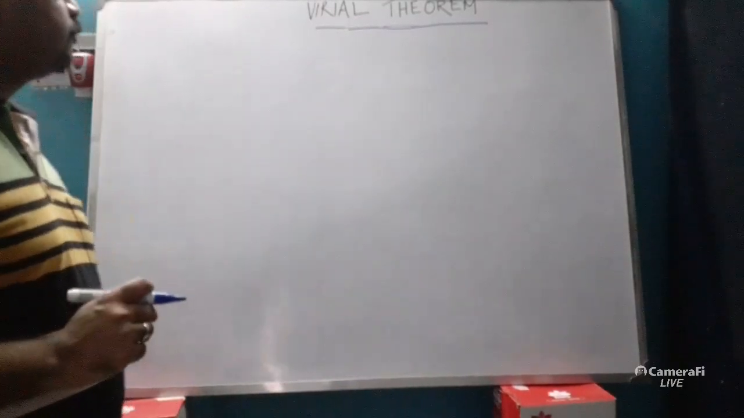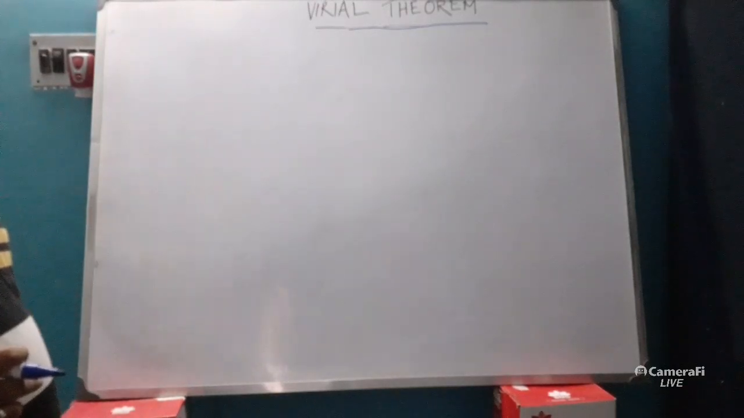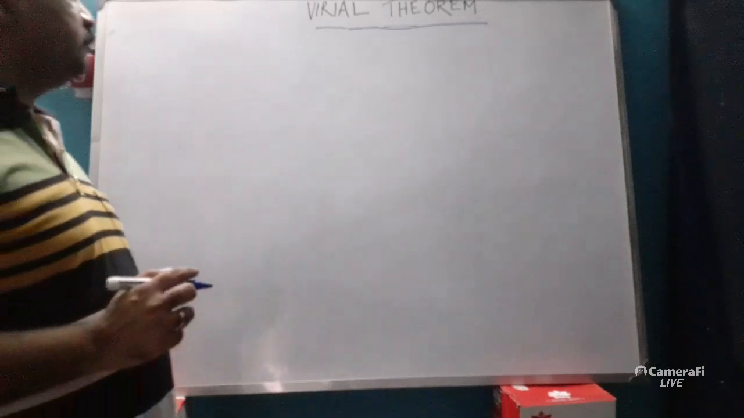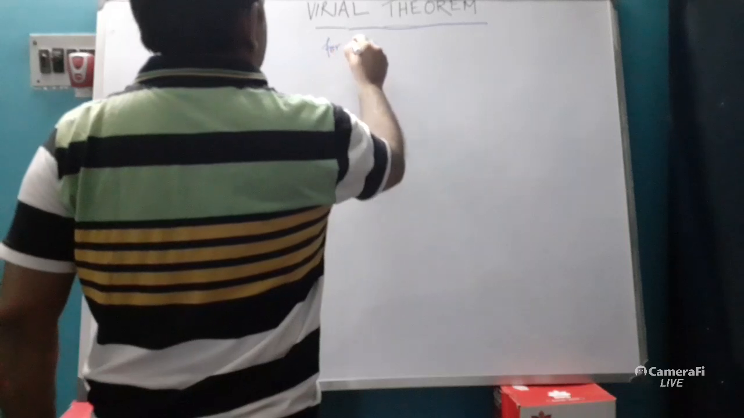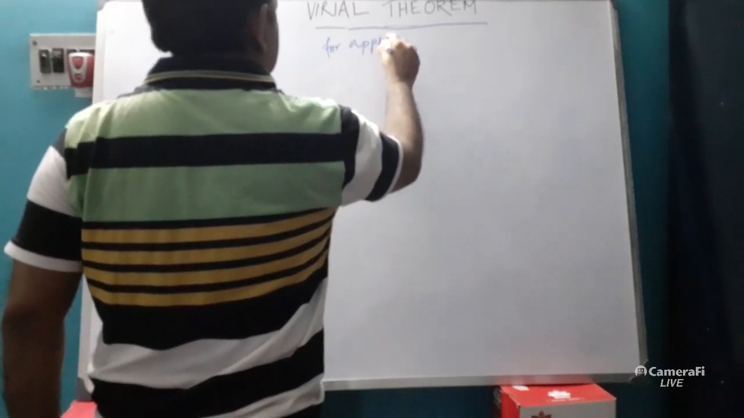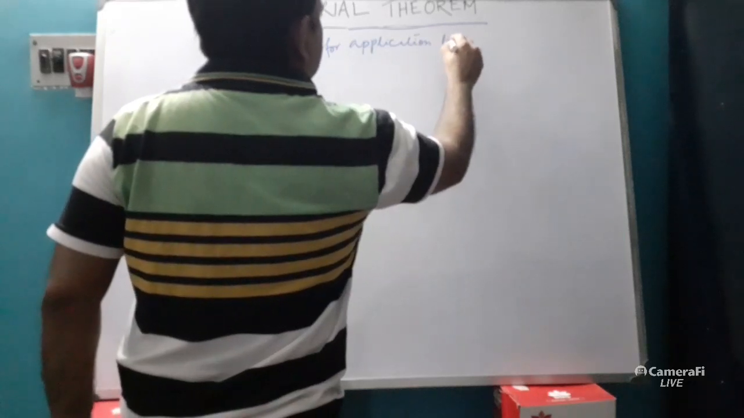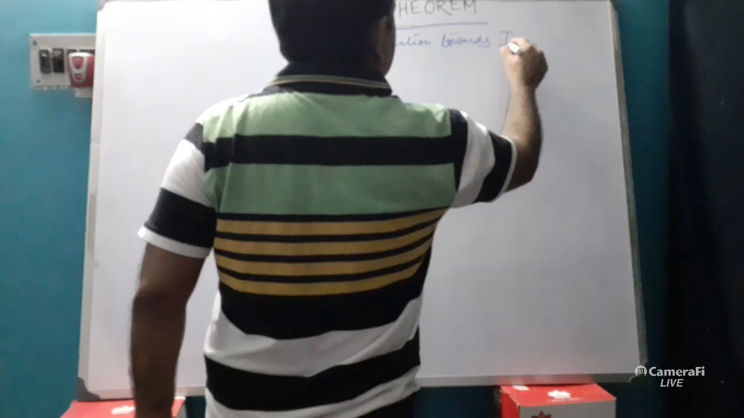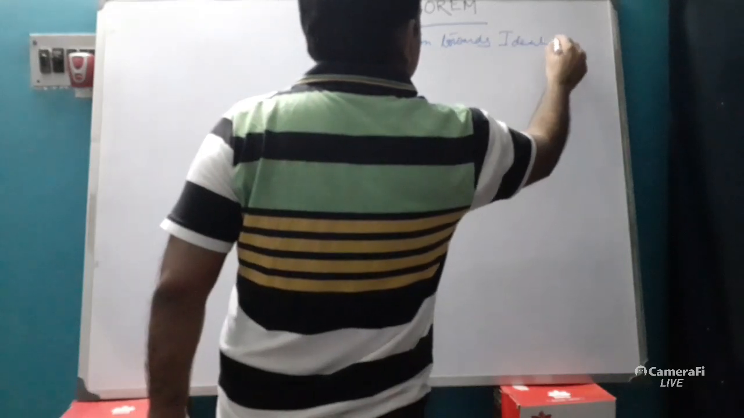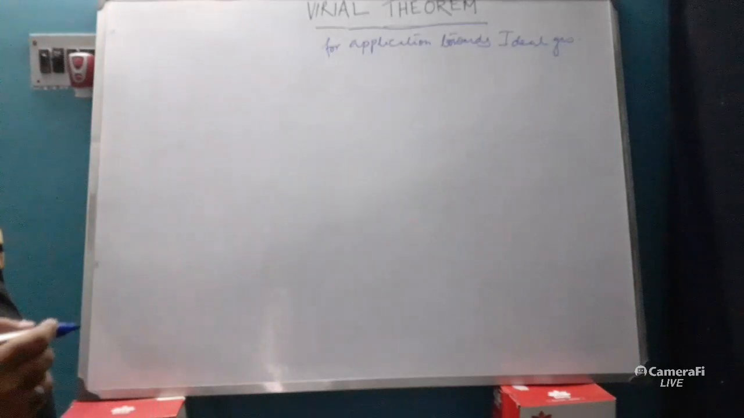Hello friends, today we are going to start the second part of the virial theorem, where we are going to use the virial theorem, as we have learned so far, for its application towards ideal gas. So what is there in ideal gas?